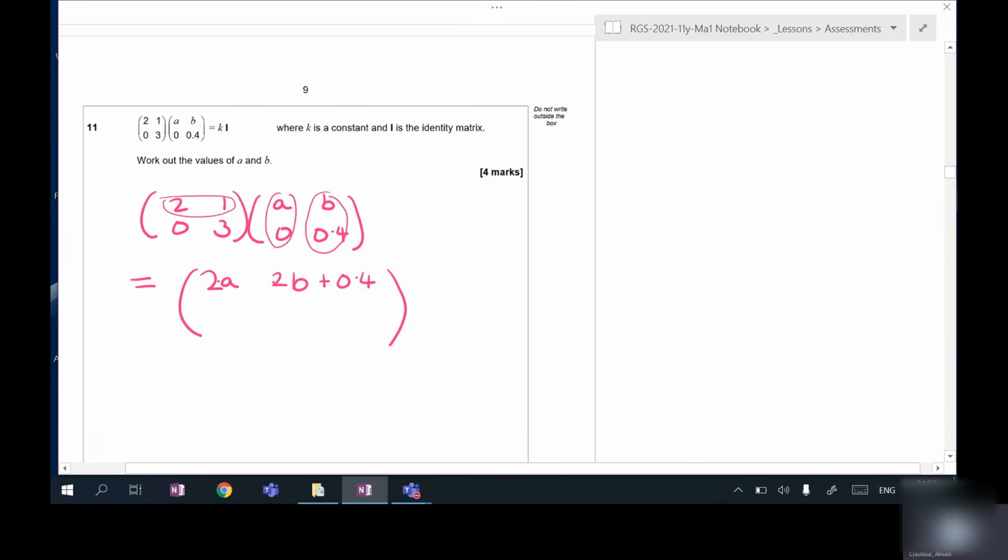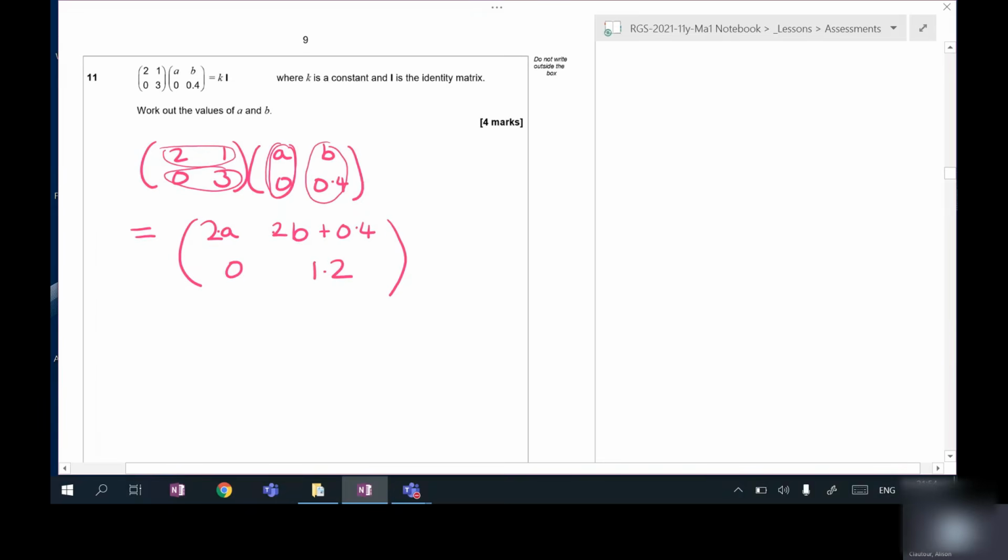Okay, for my next one, I'm now on the second row, so I'm going along the second row and the first column. So 0 times A is 0 and 3 times 0 is 0, so actually I've just got 0. And then for this position here, I'm on my second row and my second column. So I'm going to do 0 times B, which is 0, and then 3 times 1.4, so 1.2.